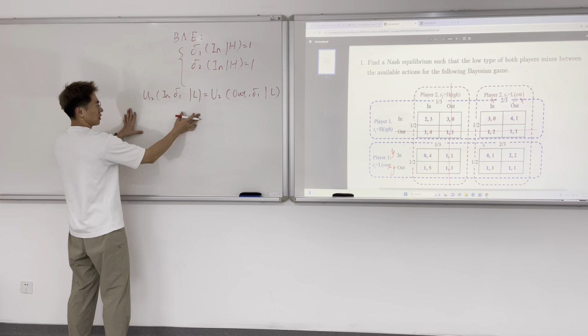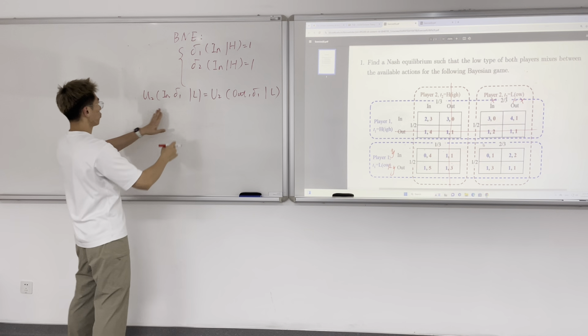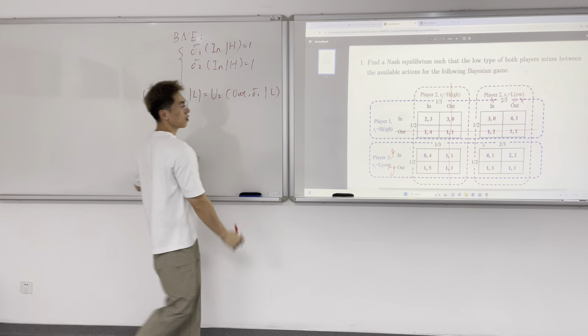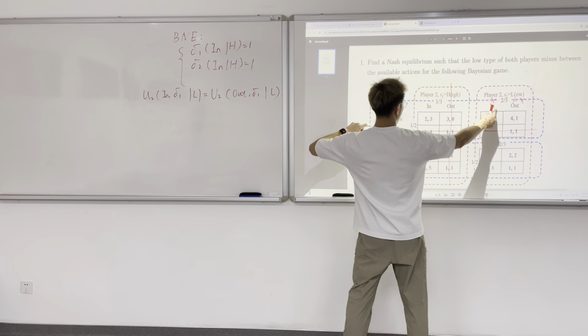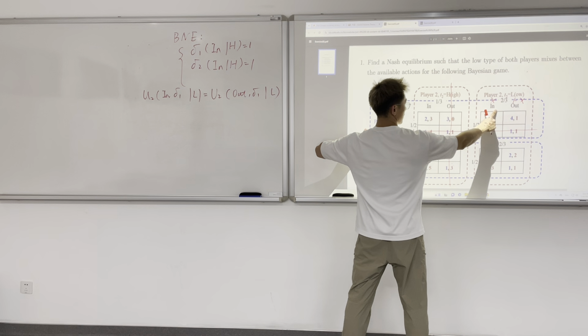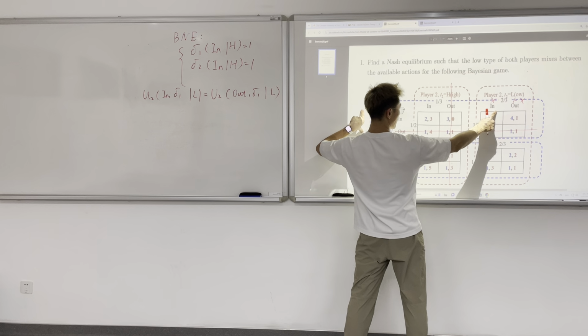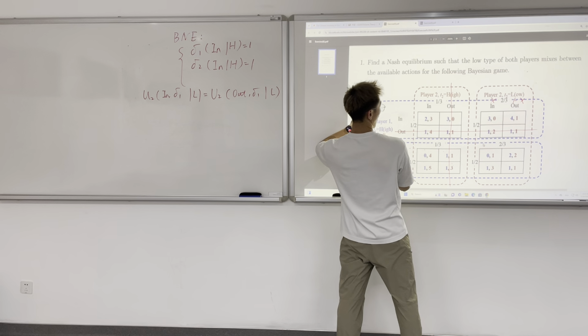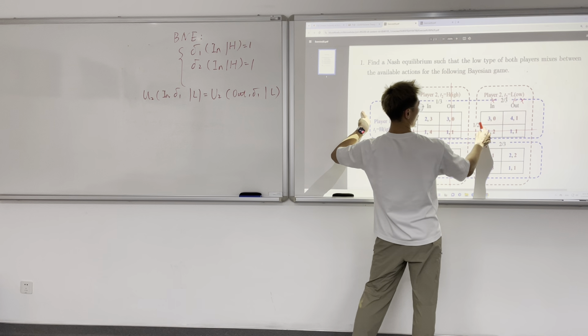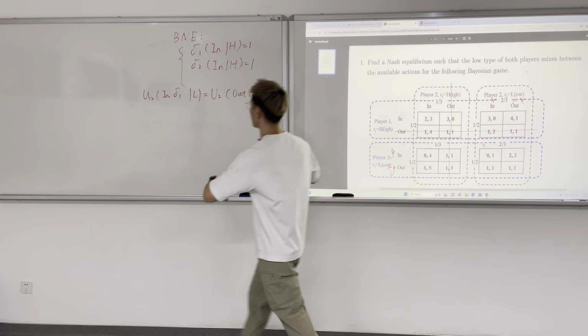And how do we write it? For the left part, what is the payoff of playing in here? First we know that the probability of the opponent being high type is 1/2.